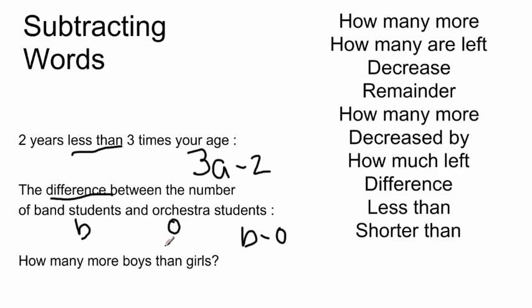Okay, so if we have how many more boys than girls, we're going to look at the keywords and I see how many more. That tells me that I'm going to be doing some subtraction. So I'll use the variable b for the number of boys, and g for the number of girls. And I can write this expression as b minus g.